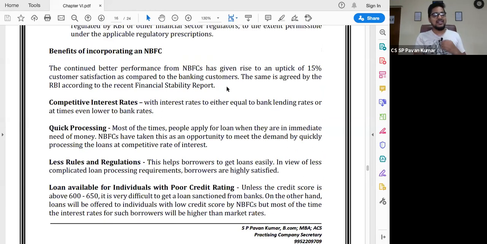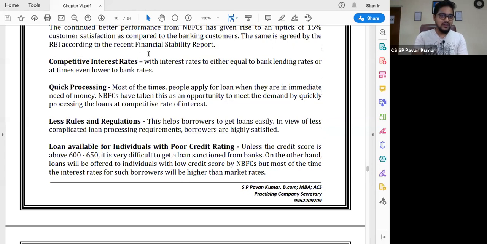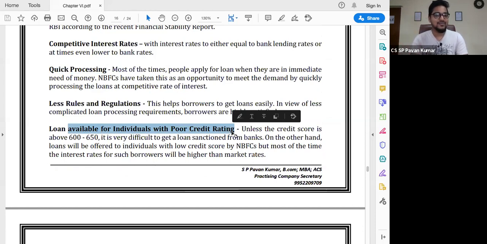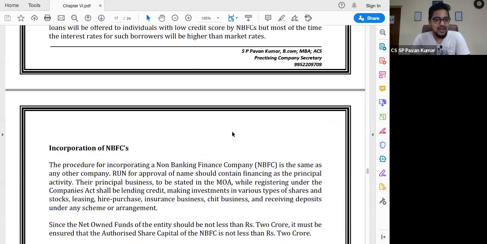NBFC companies are basically preferred for loans rather than going to a banker for various reasons, because NBFC companies give a good competitive interest rate. They give quick processing, because when you go to a bank, they look at many conditions and say no, you are not eligible for a loan. However, when we go to NBFC companies, it is quick processing, and fewer rules are there. Loans are available to individuals with poor credit rating. Even though the credit rating is low, I will still get loans.